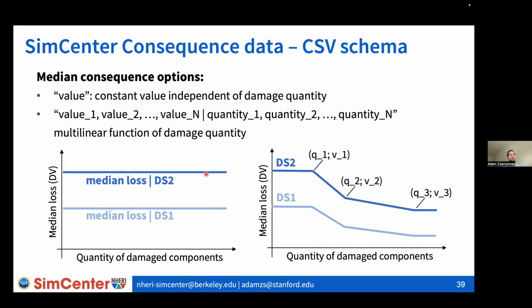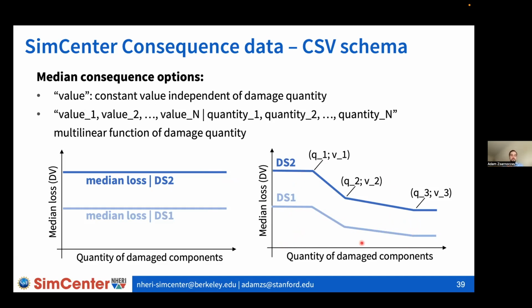However, newer methods like FEMA P58 recognize that if you have more damage, you can take advantage of economies of scale, and the repairs per component will be cheaper. And this is described by a function that starts at some plateau, and after a threshold, it drops. The cost of repairs, or the time of repair, drops until it reaches a lower plateau. It can drop in one step, or it can drop in multiple steps. This is why it's called multilinear.